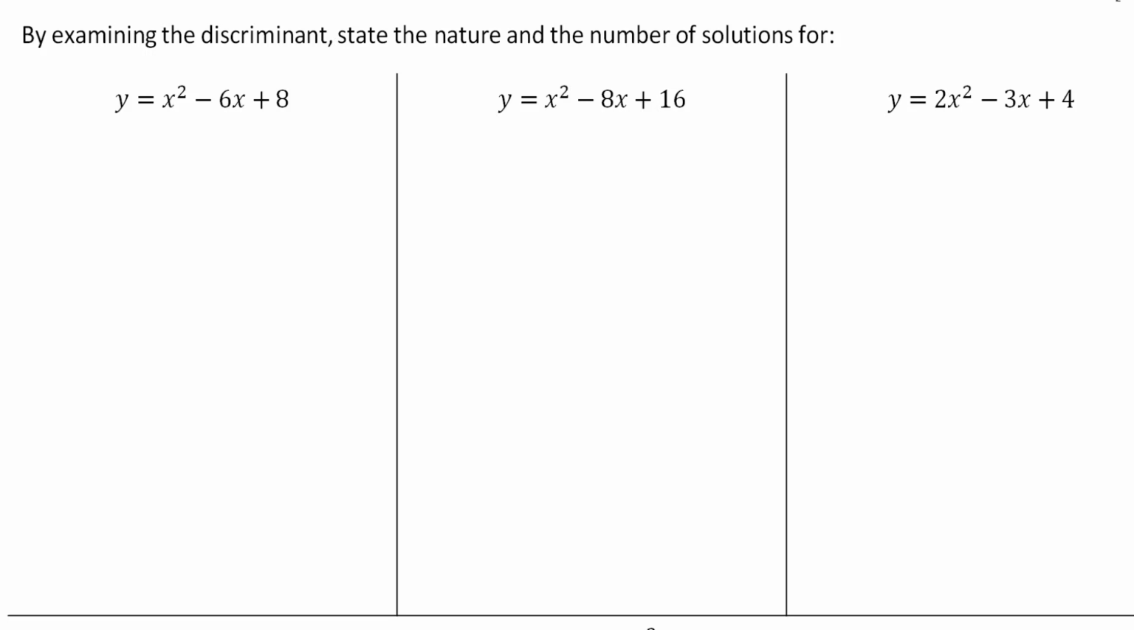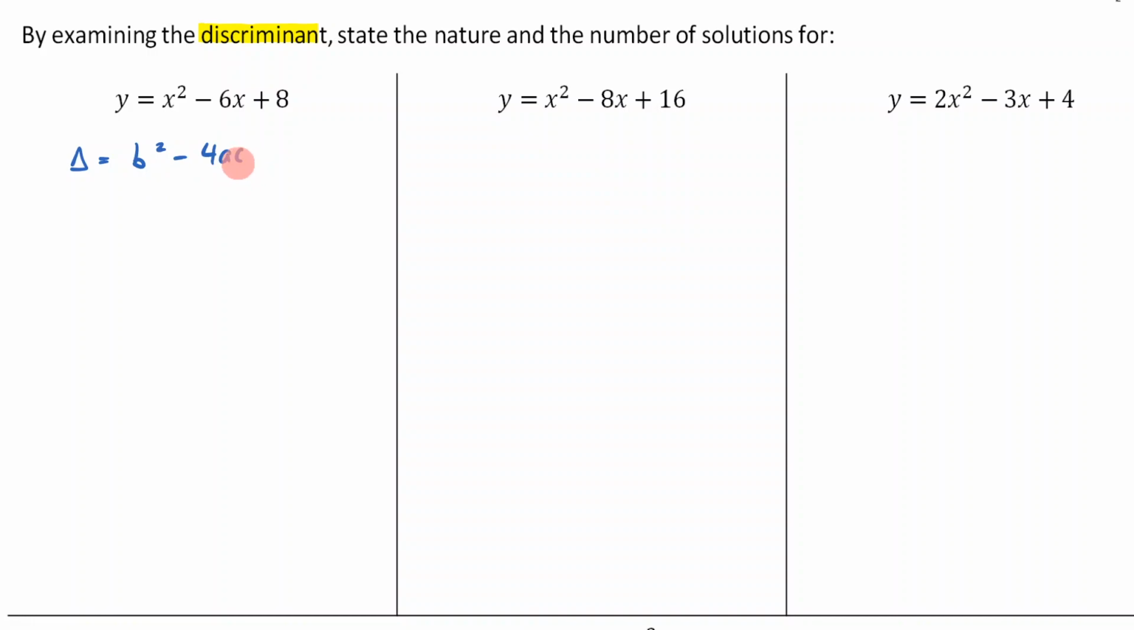Here we have the question before us, which says, by examining the discriminant, state the nature and the number of solutions for this, this, and this. All right, so let's get started. The first thing we're going to do is just write down what our discriminant is. It's b squared minus 4ac. So we need to sub into this the value of a, b, and c.